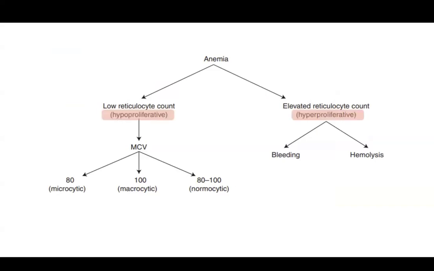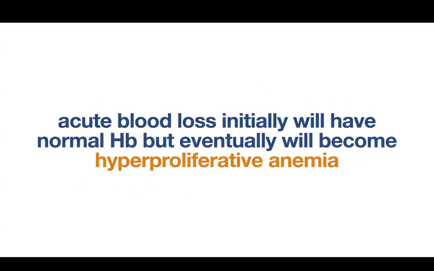We said that the proliferation is heavily linked with the reticulocyte count. A low reticulocyte count means the body is not producing enough RBCs, and vice versa. If a patient has high proliferation or high reticulocyte count, that means the body is trying to pump up RBCs. In the hyperproliferative category, you have either bleeding and hemolysis, which makes sense. The others are usually low reticulocyte count.